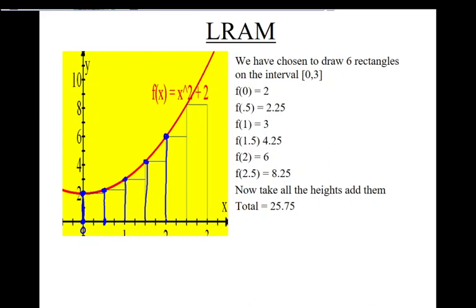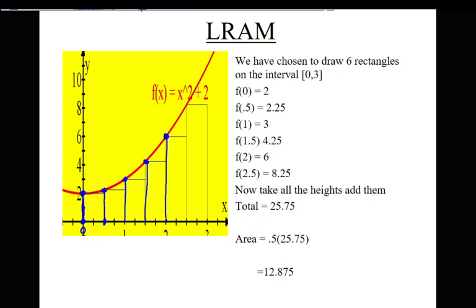Now that's just the height. Since I want the area, I'm going to take the height times the base, which is 0.5 for each one. And I find my area is 12.875. Okay. So again, the difference here is that I'm just using rectangles that hit on the left side.